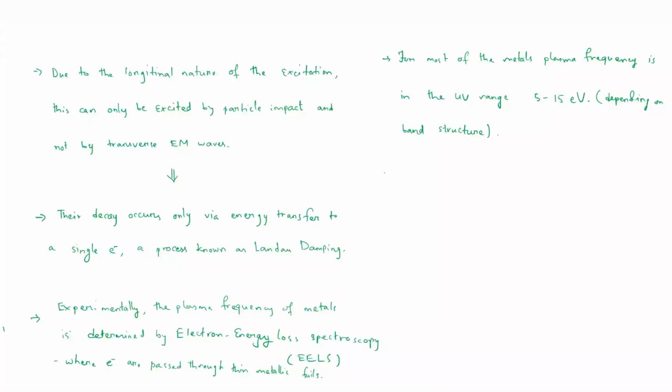So this is about the metal, but note that this kind of longitudinal oscillation can also be excited in dielectrics, and in this case the valence electrons oscillate collectively with respect to the ion cores, because the valence electrons are in the filled state.